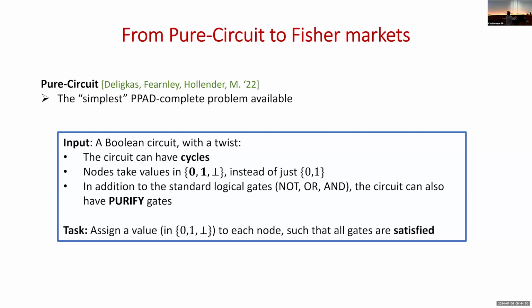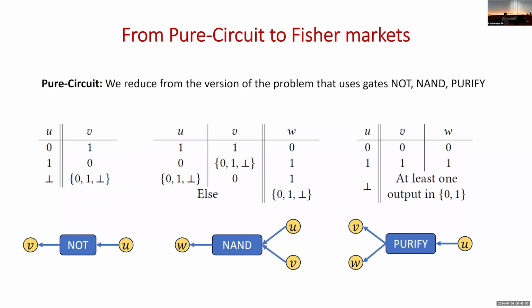Now, the task is to assign a value in 0, 1, or garbage to each node such that the gates are satisfied. Right. So here is how the gates look. We are using the version of the problem that is the simplest possible, which uses a NOT gate, a NAND gate, and a purify gate. And these are the truth tables of these gates.